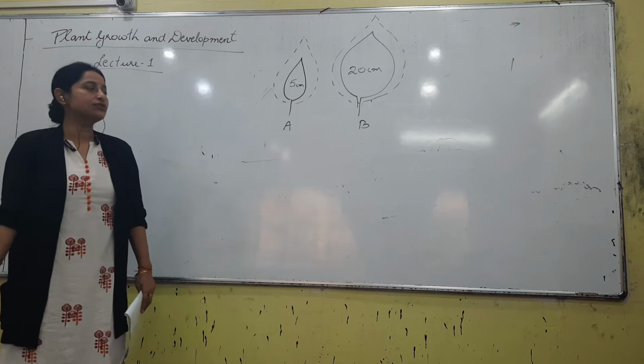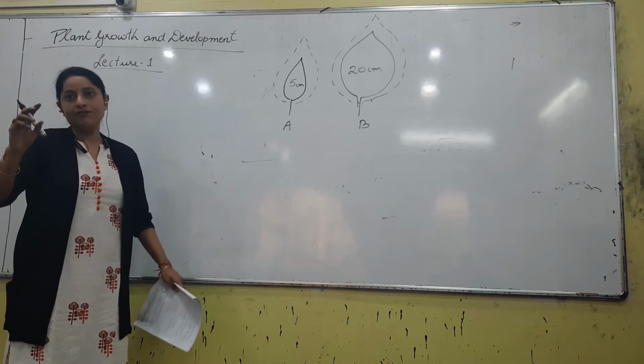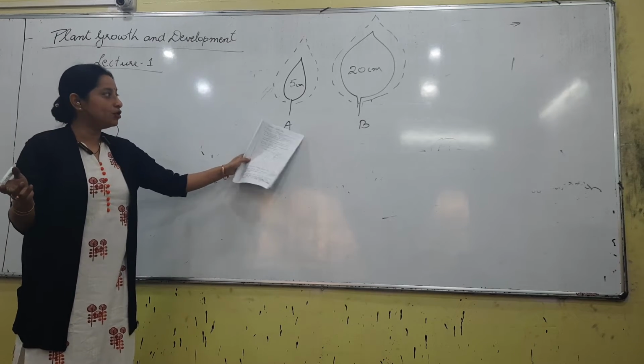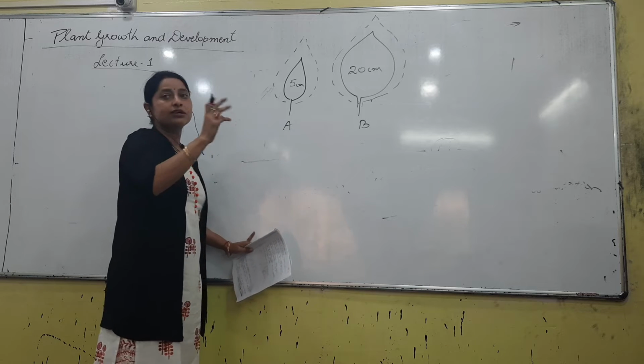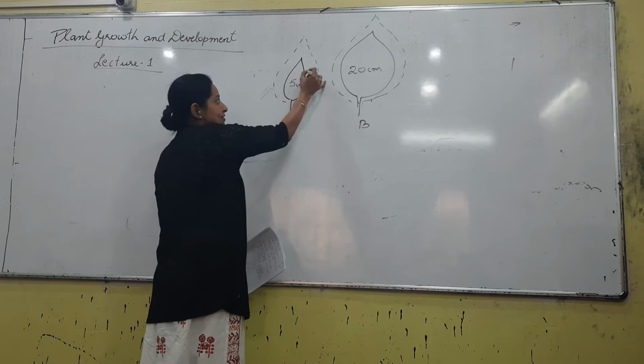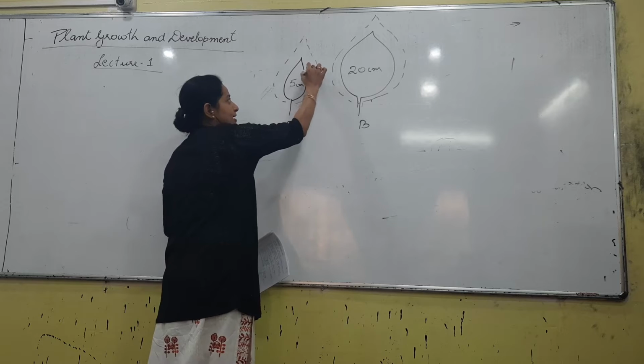What we are taking here is two leaves, one smaller leaf and one bigger leaf. Both the leaves are growing, and the dotted line shows the growth. So if this leaf is also growing, how much growth has it made?